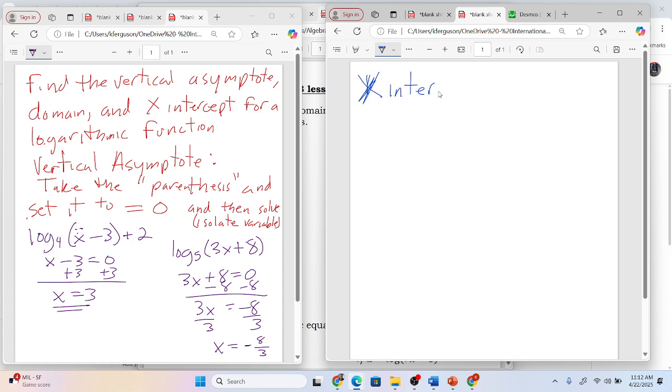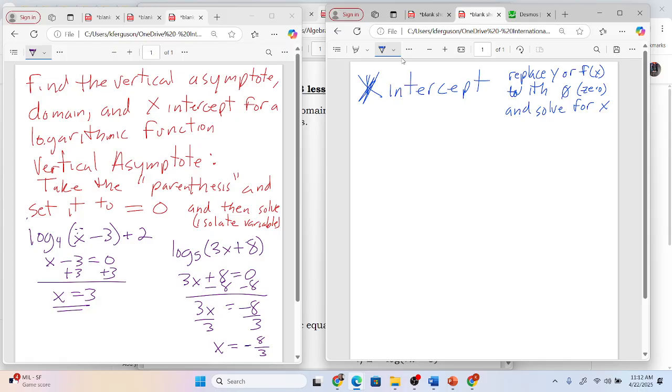x-intercept. I'm going to replace y, or f of x, with 0, and solve for x.